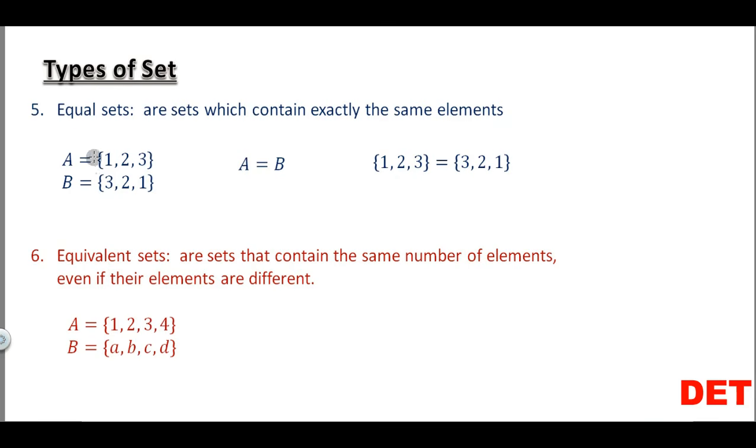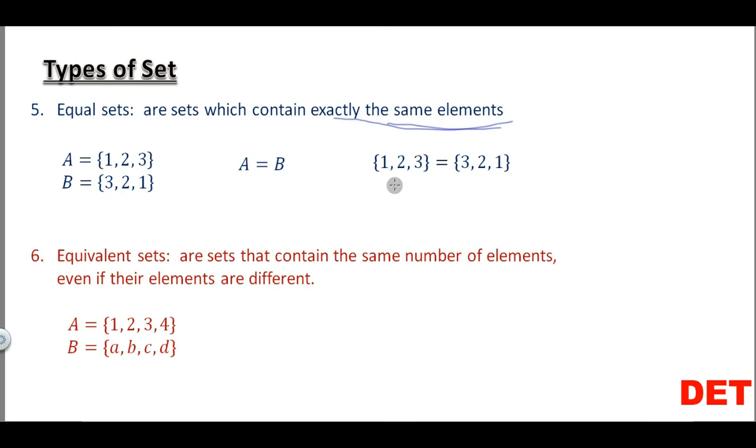All right, here's the quick one here. Equal sets are sets which contain exactly the same elements. So for instance, if set A is equal to {1, 2, 3}, and the elements in set B are equal to {3, 2, 1}, we can say that set A is equal to set B. Why are they equal? Because they contain exactly the same elements.